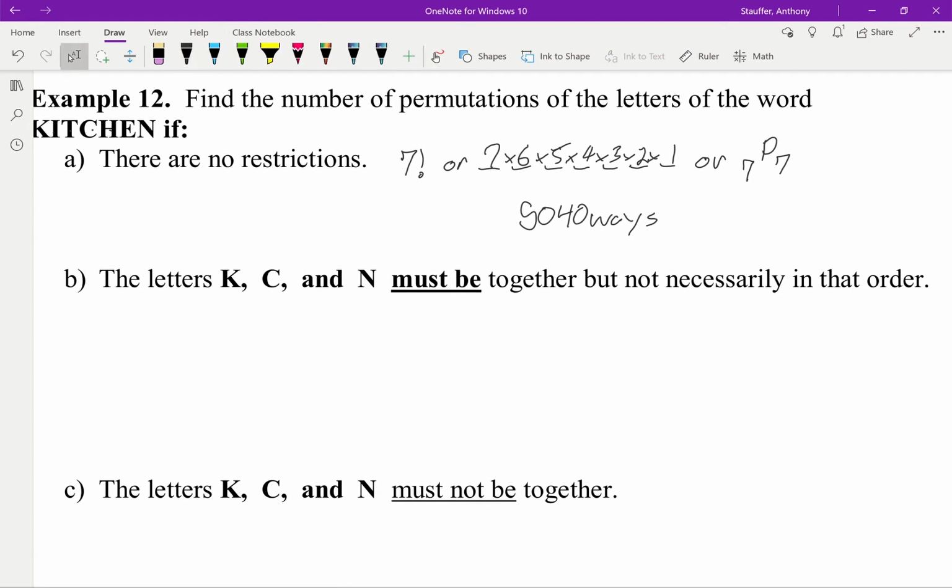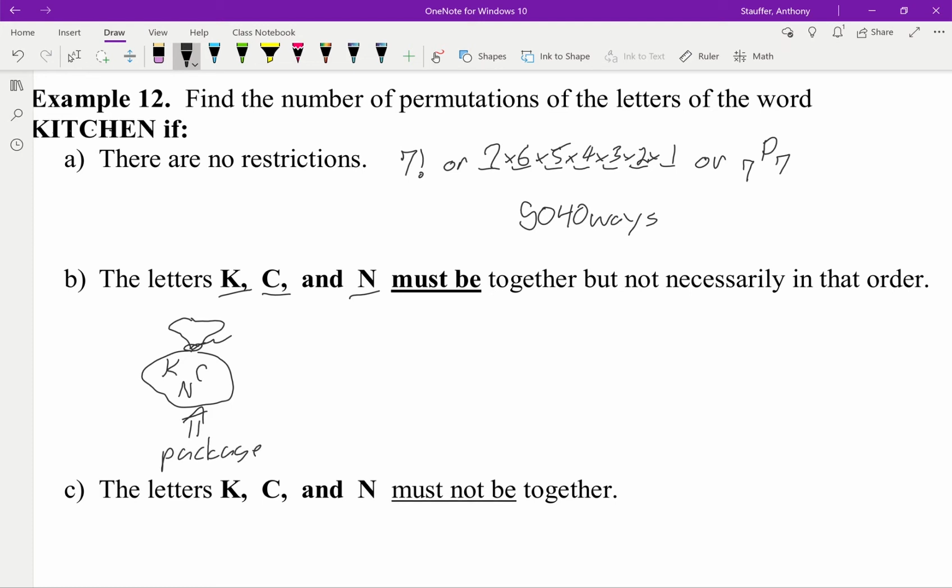The letters K, C, and N must be together, but not necessarily in that order. So I call these package questions. And how my package question works is if you imagine that K, C, and N, and I'm going to draw like a little bag. Isn't that a sweet bag? And in that bag, I have my K, C, and I have my N. So this is my package.